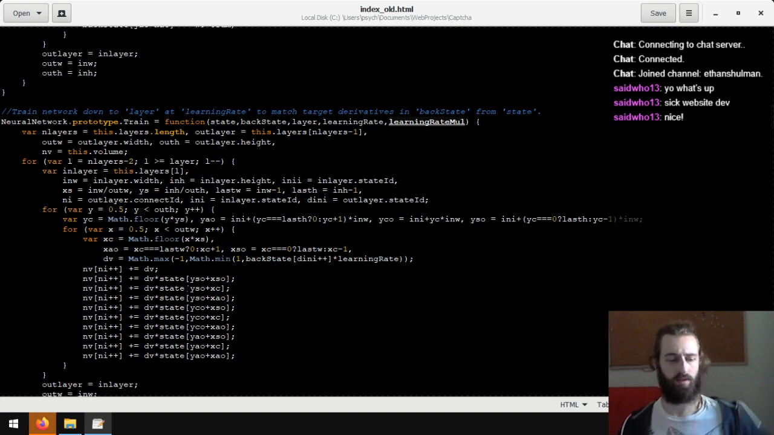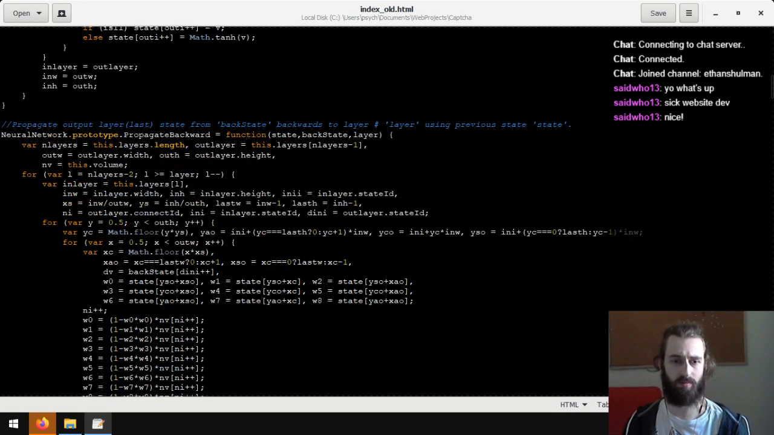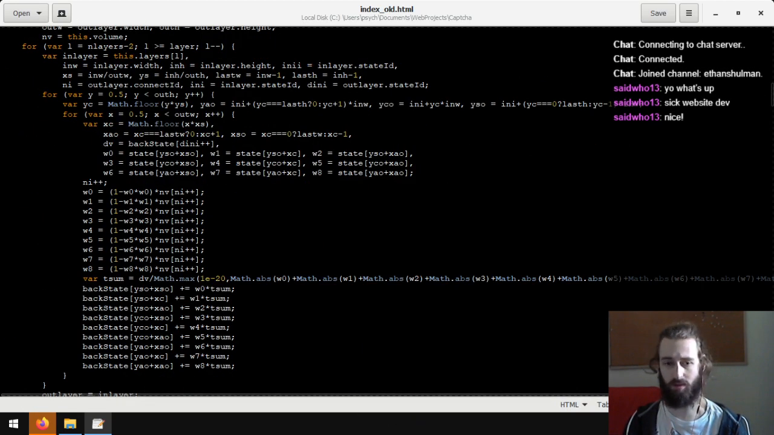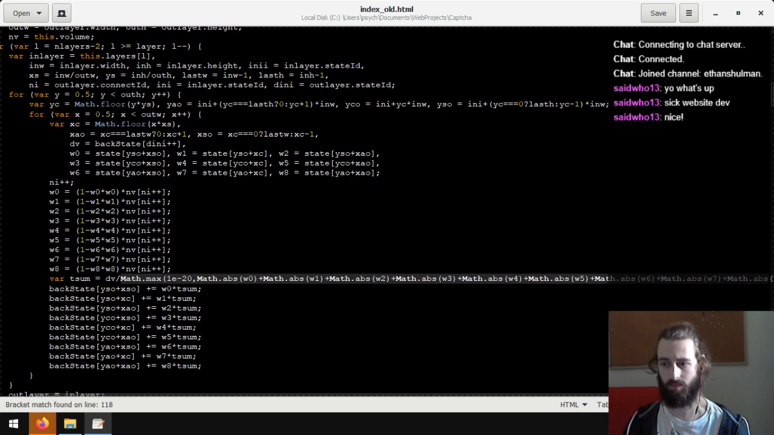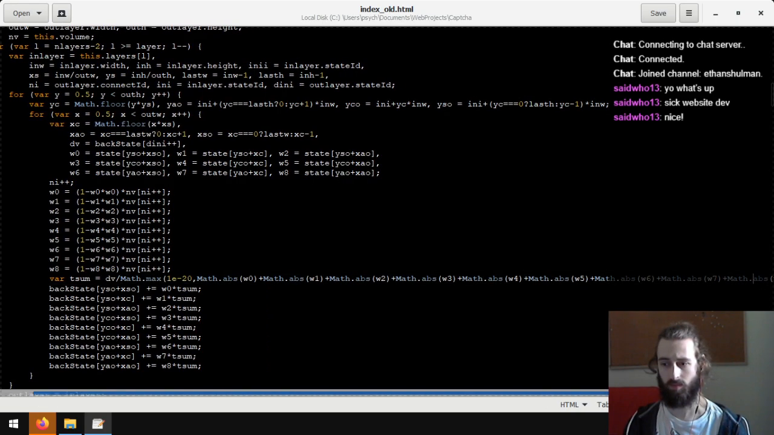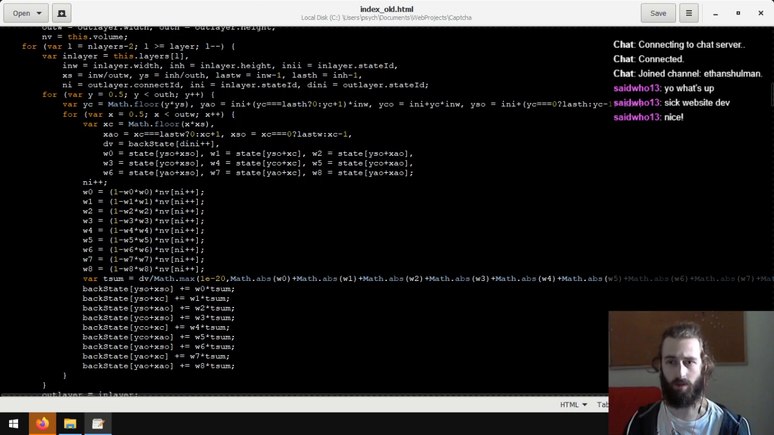Train. So RMS prop would be keeping a running average and then multiplying the learning rate like here. Or maybe I multiply it in the back state here when I do t-sum. Divided by dv. No.